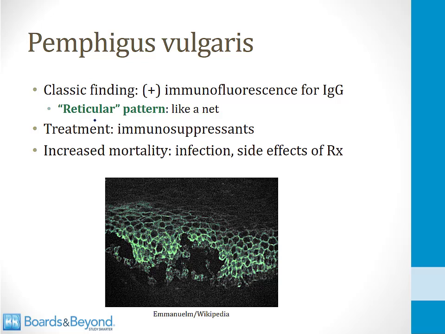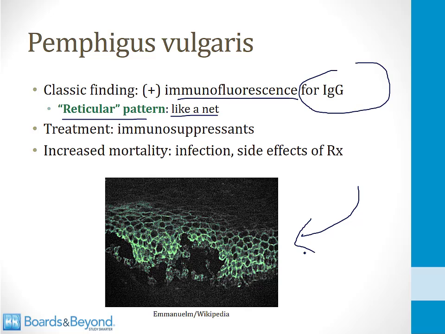The classic pathology finding in pemphigus vulgaris, other than acantholysis, is positive immunofluorescence for IgG antibodies in a reticular pattern. The word reticular means like a net, and this is what the immunofluorescence pattern looks like in pemphigus. It's shown on the screen here. So what's happening is IgG antibodies are attacking the keratinocytes. They are surrounding the keratinocytes.